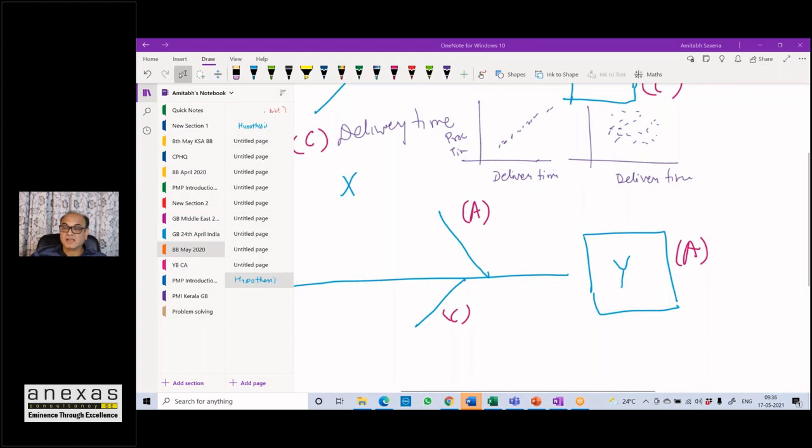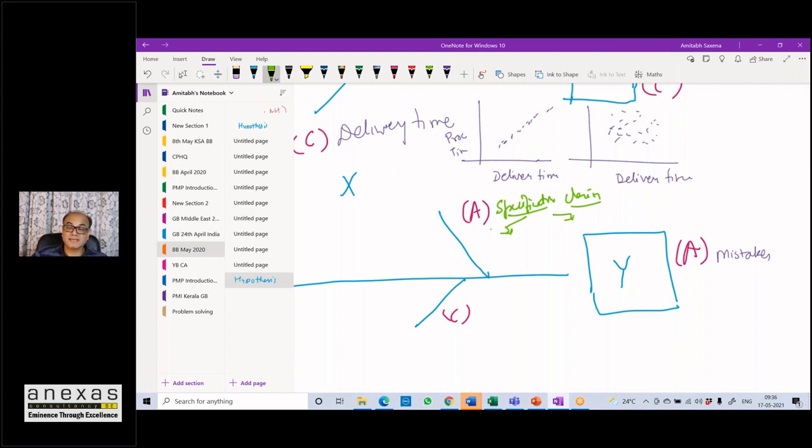Mistakes is an attribute. Mistakes or no mistakes. So now I want to reduce the mistakes in my procurement process. And now mistakes depend on, let us say, again, let me take specification clarity as one of the X factors. Specifications are clear or not clear.